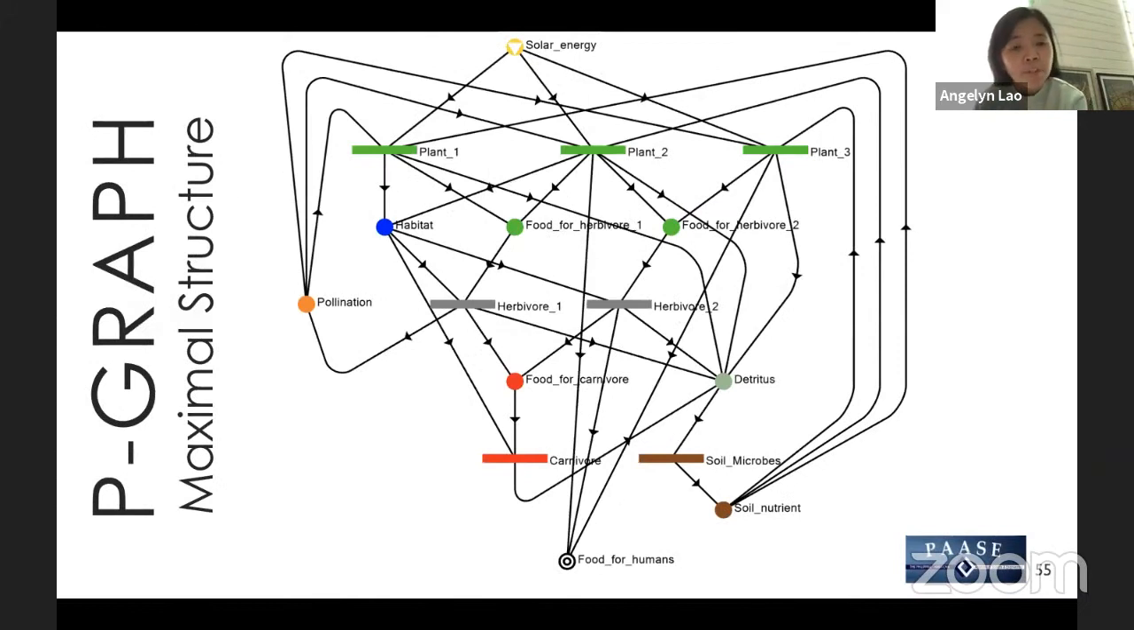So this is the P-graph representation of the box diagram. This is also the maximal structure of the P-graph.